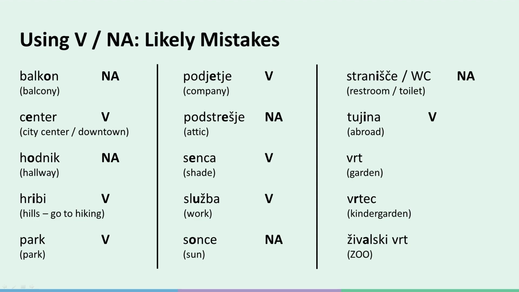Tujina means abroad, but it's a noun in Slovene. As far as abstract things go, it's a clear-cut example of something abstract, but it's always u. He moved abroad is preselil se je u tujino, for example. In the garden is na vrtu. However, in the kindergarten is u vrtcu, and at the zoo is u živalskem vrtu.